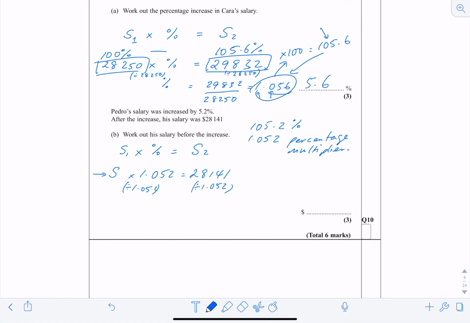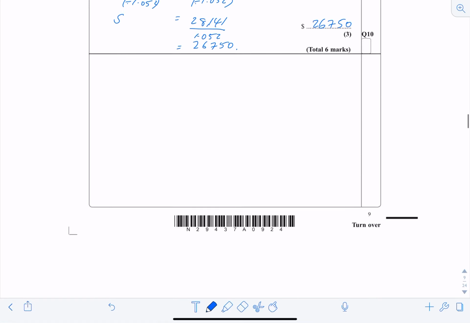And I get 28,141 divided by 1.052, and that equals... so S equals 28,141 divided by 1.052, which equals 26,750. Okay.